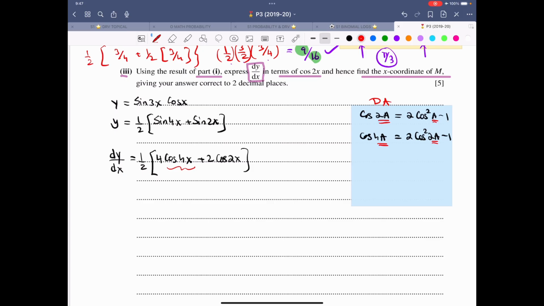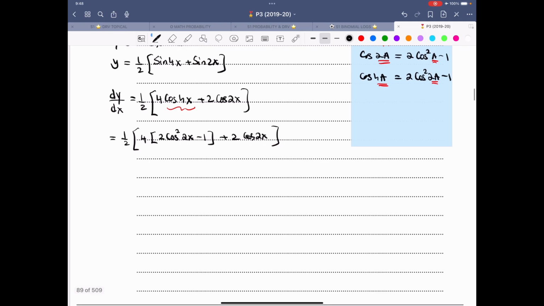So let's just convert this thing. So this is half on the outside. This is 4. Cosine 4x is 2 cosine square 2x minus 1. And this is 2 cosine 2x. Now let's simplify. So when we simplify this, half, let it remain on the outside. And this is 4 into 2, that is 8.